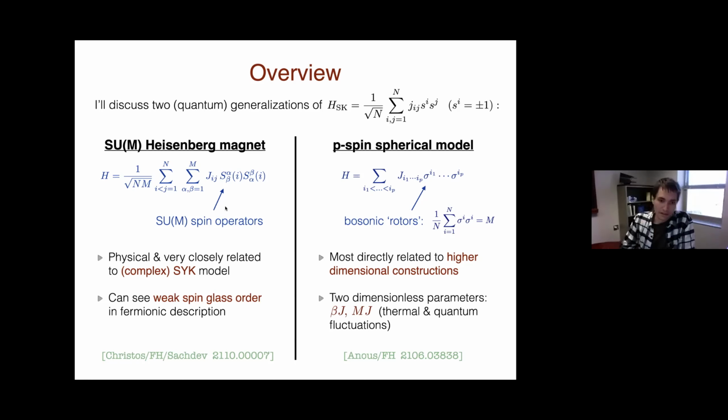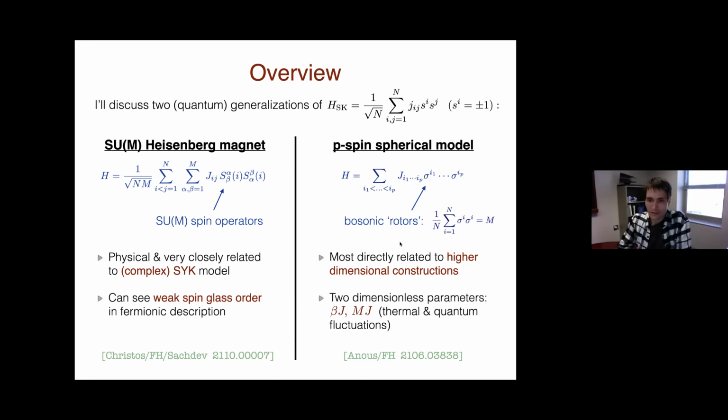I'll be a little bit more specific on the next slide. As we'll see, this model is very closely related to the physics of the SYK model, the complex SYK model. But in addition to that, there's this parameter M, and we will consider the large M limit. And we'll see that the finite M corrections give you spin glass order in this model that we can understand analytically.